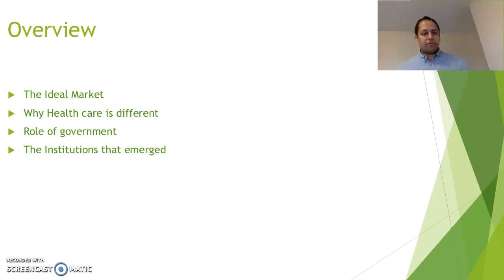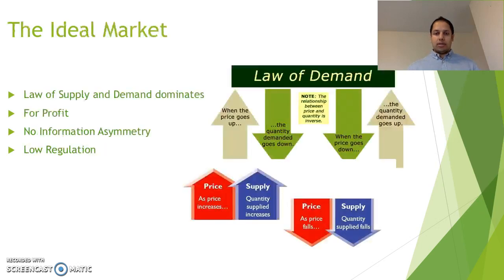Our overview of the presentation will be like this. First of all, I will talk about the ideal market, and then I will talk about why healthcare is different from the ideal market. And finally, we will come to the role of government and the institutions that have emerged. First, let's start with the ideal market.